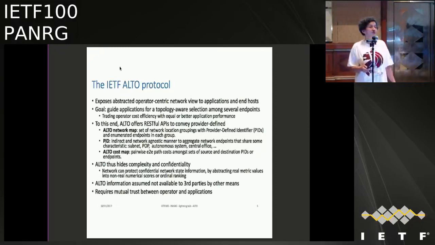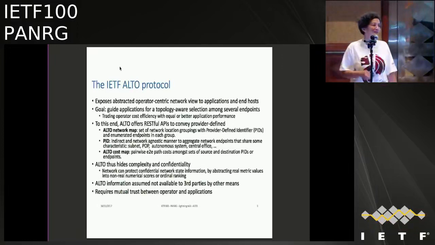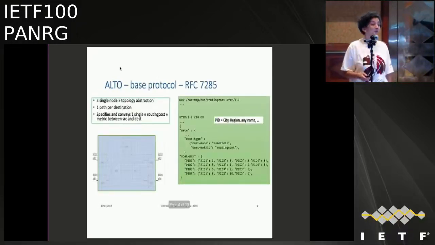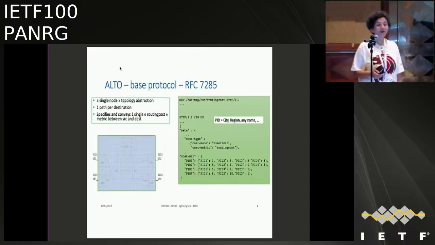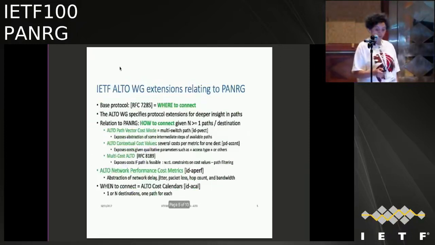So the second information service is the Alto cost map, that exposes costs among the PIDs and the endpoints of the map. So again, these costs do not need to be the real values, because that will never happen. Everybody knows it. But typically it will be an abstraction on real costs that give some hint on the network performance. It can be an abstracted cost. It can be ordinal values. So the base protocol, as shown here, is abstracting the network.